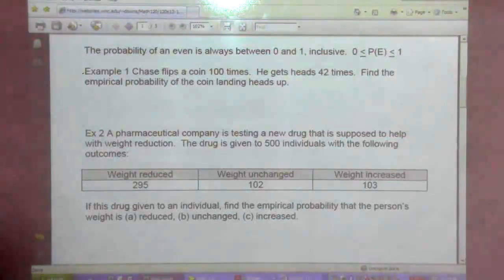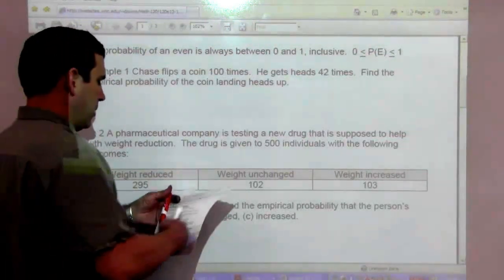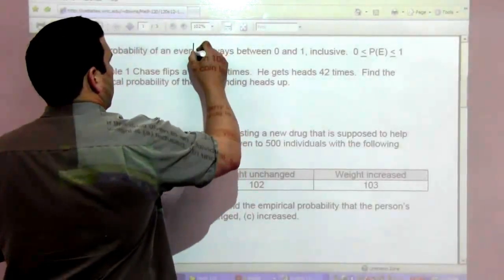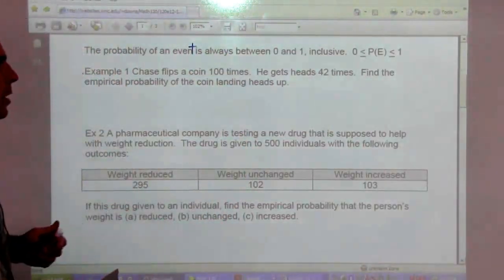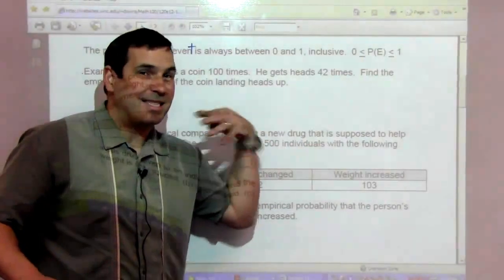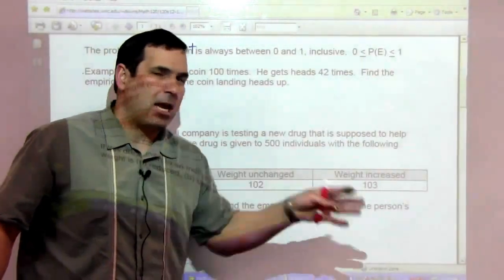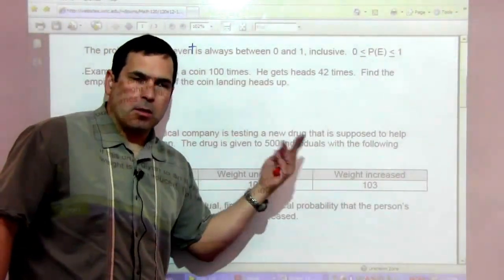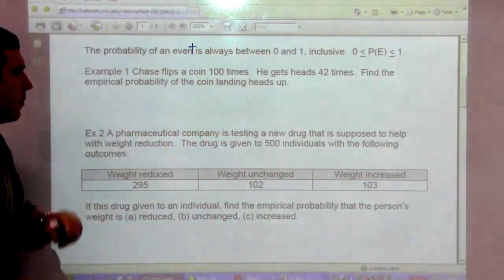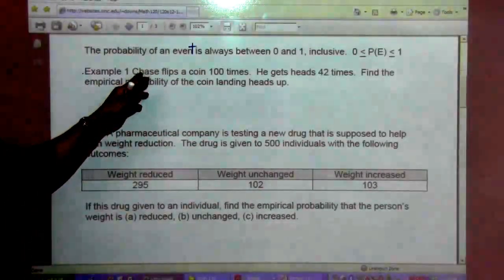The probability of an event is always between 0 and 1 inclusive. It could be 0, it could be 1. 1 means it definitely happens. 0 means it can't happen. And someplace in between means there's a possibility. The closer to 1, the more likely.